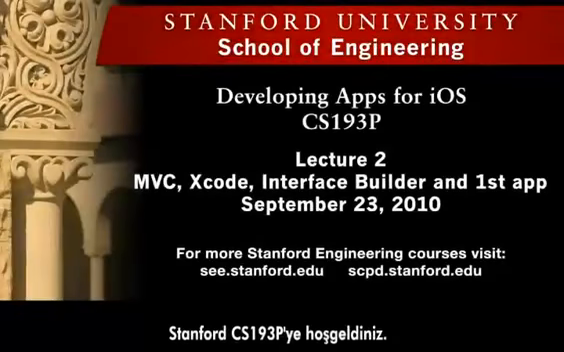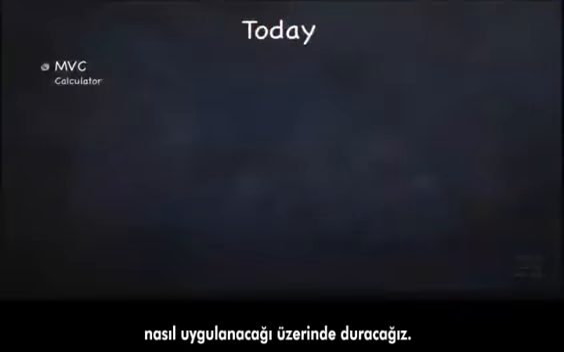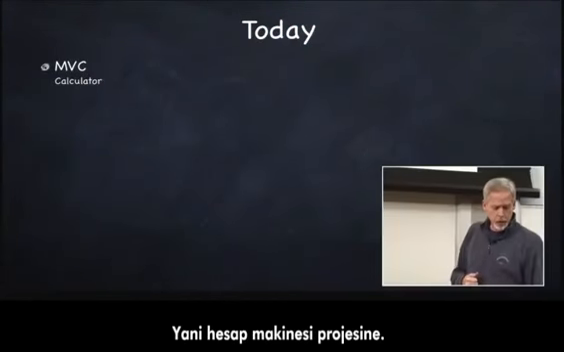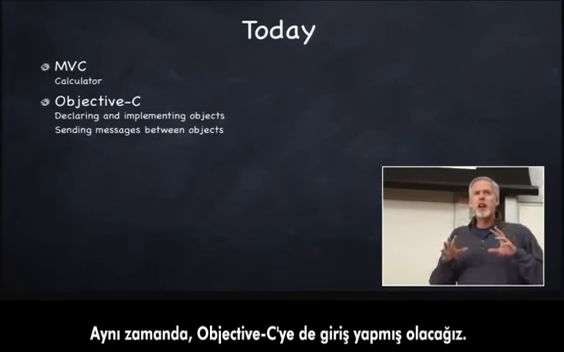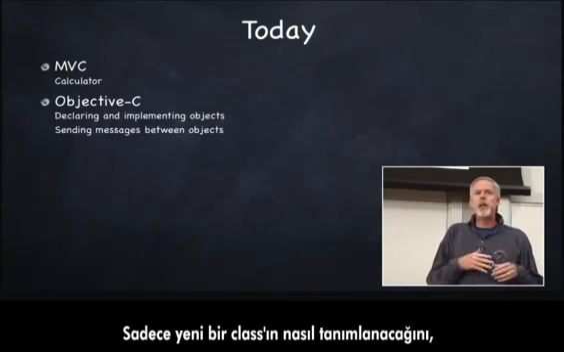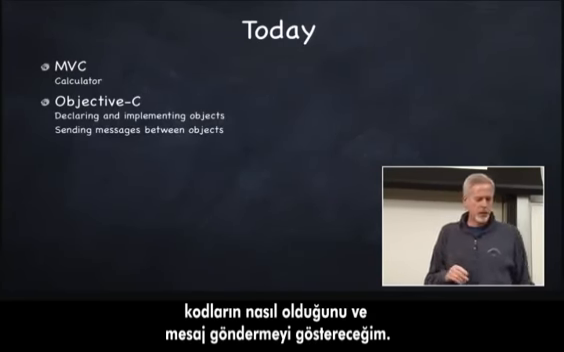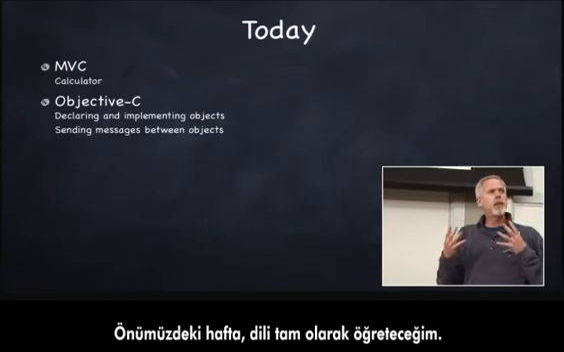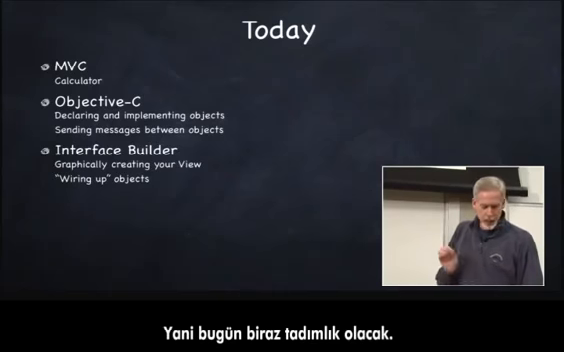Okay, welcome to Stanford CS 193P. This is our second lecture. We are going to go through today a little more of how MVC gets applied to a real project, the calculator project. We're also going to learn our first glimpses of Objective-C. I'm just going to show you a little bit how we declare a class, a little bit about what code looks like, sending messages. But next week is the real in-depth teaching you the entire language. So today is a little bit just a taste.